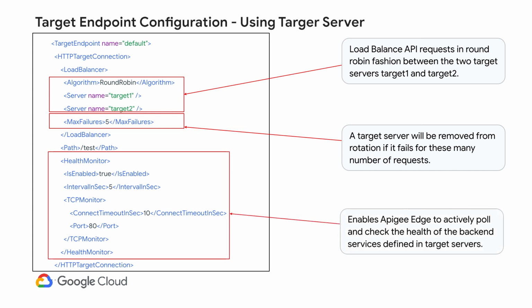The health monitor enables Apigee Edge to actively poll the backend services defined in the target servers and check their health. If the backend services don't respond or respond with error response code for these health checks, then it will be treated as a failure and increments the failure count. When the number of failures exceeds the max failures for a target server, the specific target server will be removed from the rotation. Remember, when health monitor is enabled, a failed target server will be automatically put back into rotation as soon as it starts responding successfully to health checks. This happens without having to perform any proxy redeployments.